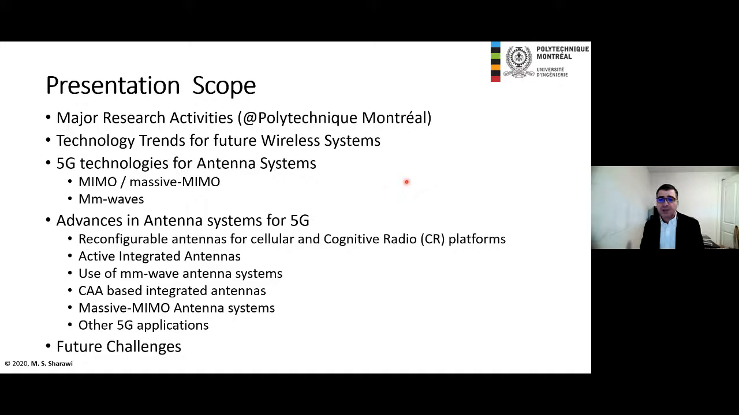Then I'm going to go over several applications and examples that we have targeted during the past years with a lot of my previous students, trying to come up with novel antenna solutions that can provide the specs and features needed to make 5G and beyond a reality. And then I'm going to conclude with some future challenges.